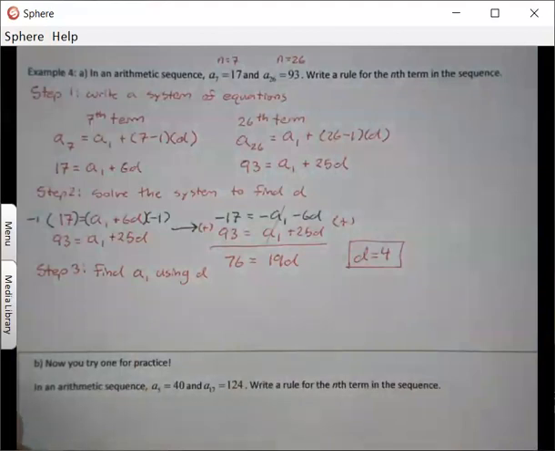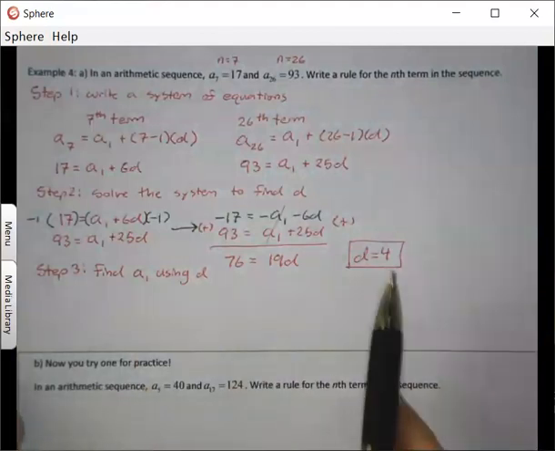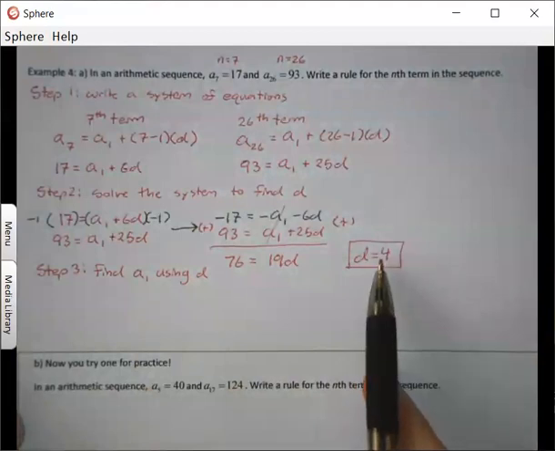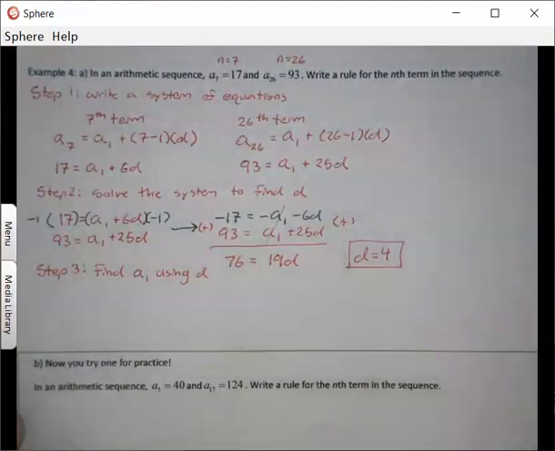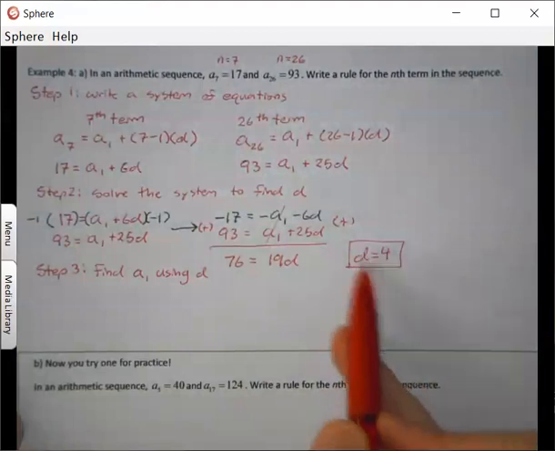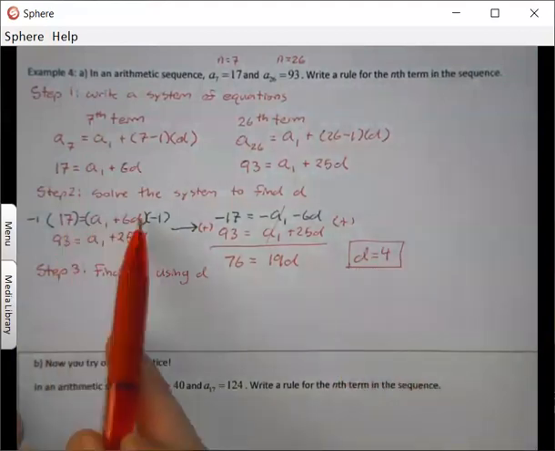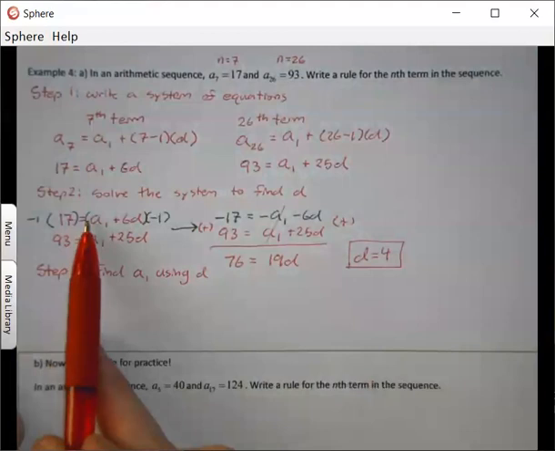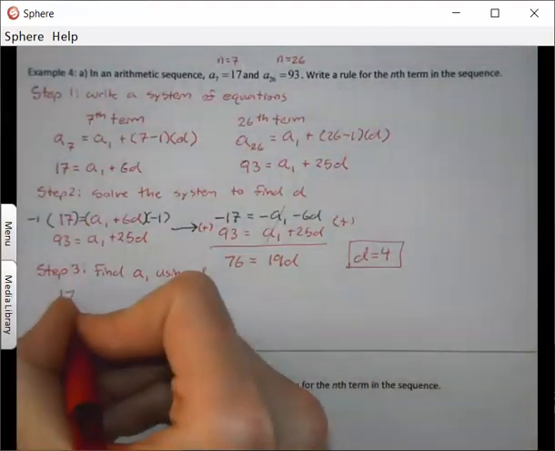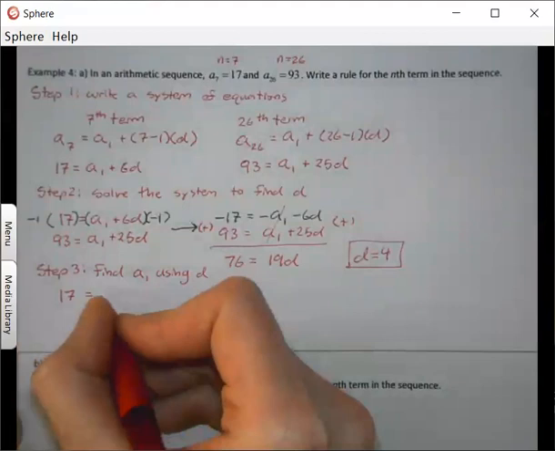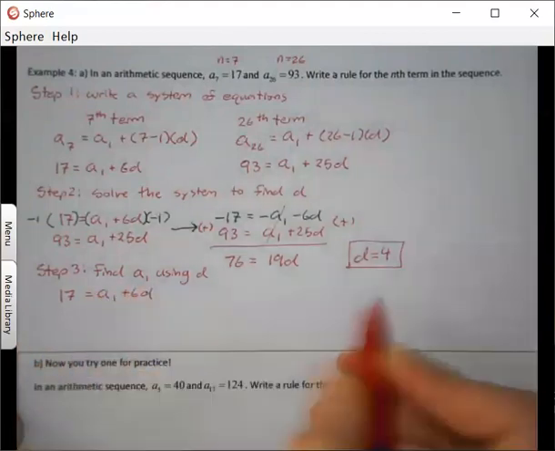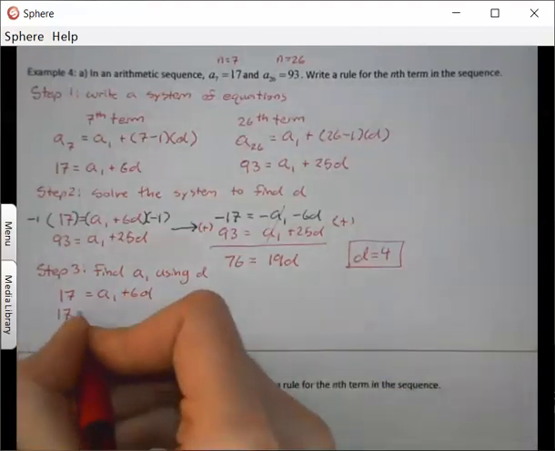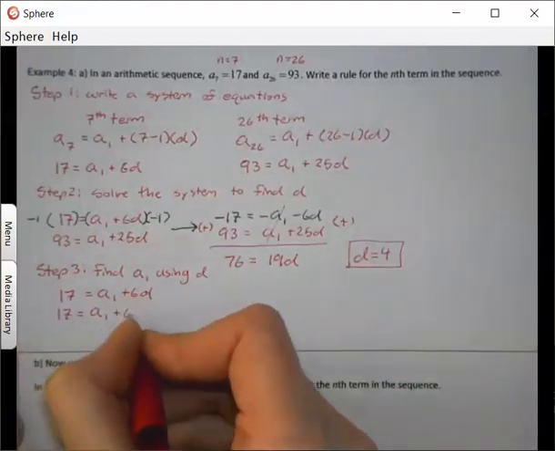And just like systems of equations, once you find one of the variables, you take it, plug it back into one of the originals to find your other variable. So I'm going to plug my common difference into my equation for my 7th term. So I'll say 17 is equal to a sub 1 plus 6d. D is 4. So 17 is equal to a sub 1 plus 6 times 4.